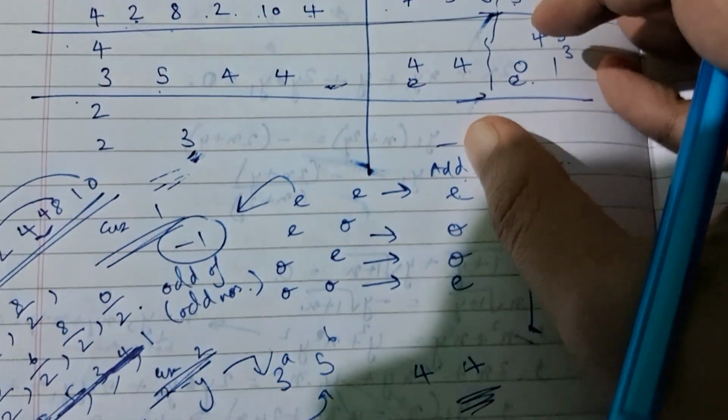So similarly you have to do this for the even numbers and the odd numbers separately, and once you're done with it, you get the answer.